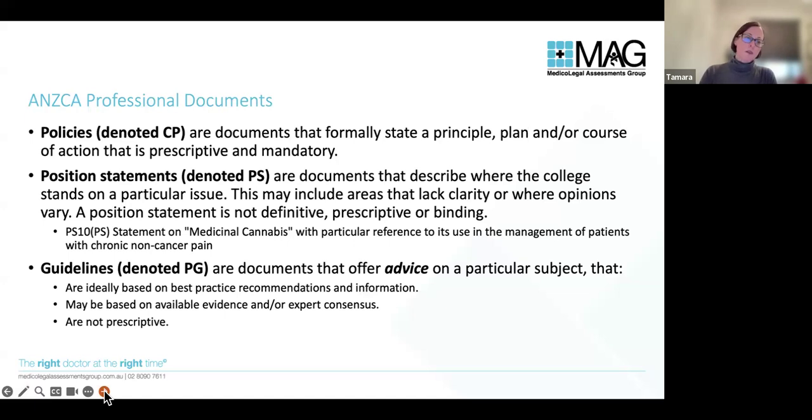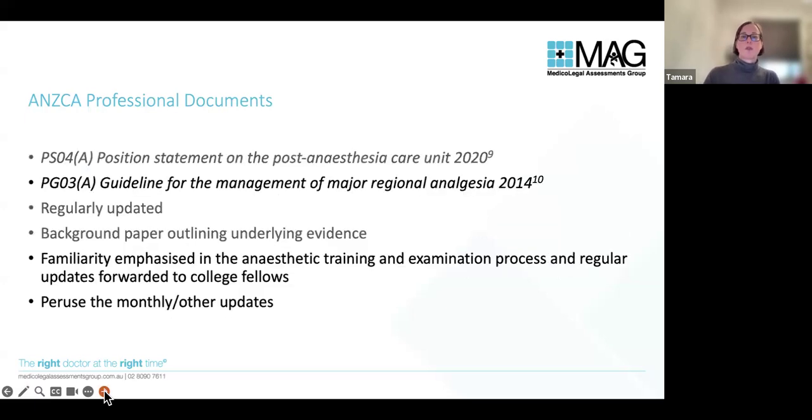The guidelines are more helpful to us clinically, and we obviously reference them much more. Denoted PG, or professional guidelines, they're the advice based on best practice recommendations and so on. But once again, they're very clear that they're not mandatory.